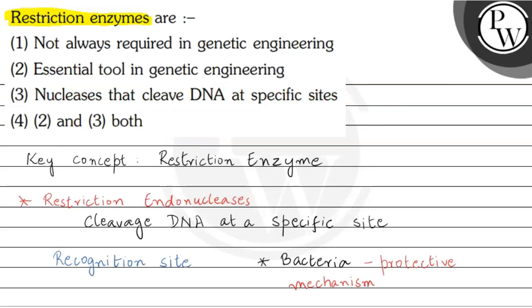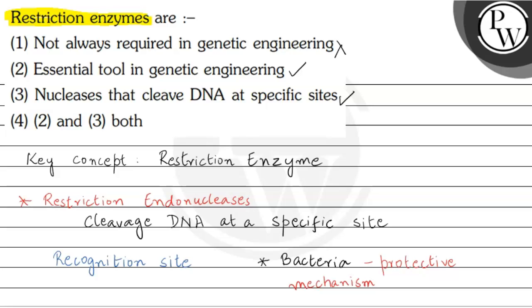So if we come back to the options given, the first option says that it is not always required in genetic engineering. So restriction enzyme plays a very important role in genetic engineering. So this won't be the correct option. So the second option says that it is an essential tool in genetic engineering. So this is the correct option because we just now saw that recombinant DNA technology wouldn't have been possible without the restriction enzymes. The third option says that it is a nuclease that cleaves DNA at specific sites. So again, this is the correct option because restriction enzymes are restriction endonucleases that cleave DNA at a specific site.